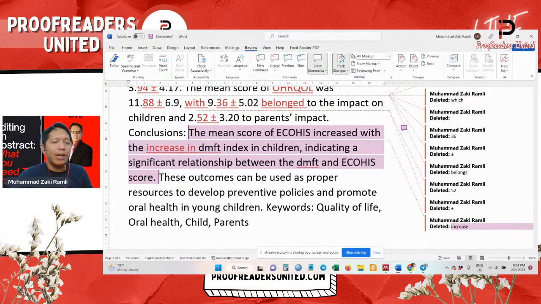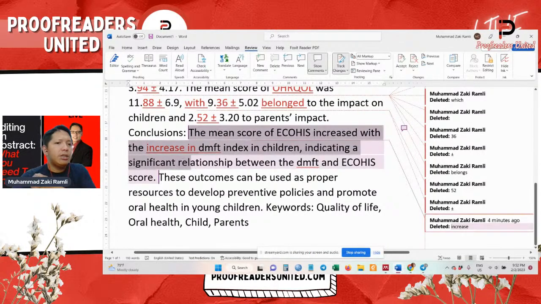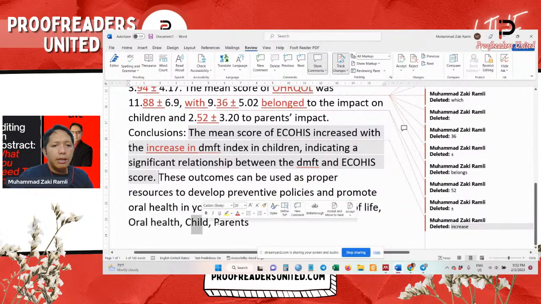abstract. Okay, and we have come to the last sentence in the abstract. These outcomes can be used. Outcomes. How many outcomes do you have? Okay, and these outcomes can be used as proper resources to develop preventive policies and promote oral health in young children. Okay, I don't have a conclusion. This is the conclusion, and then this is more like the recommendation. Okay, so the keywords are quality of life, oral health, child, parents.